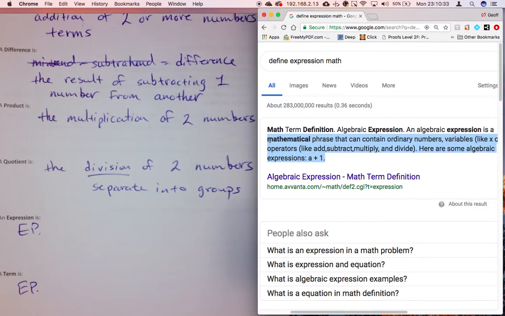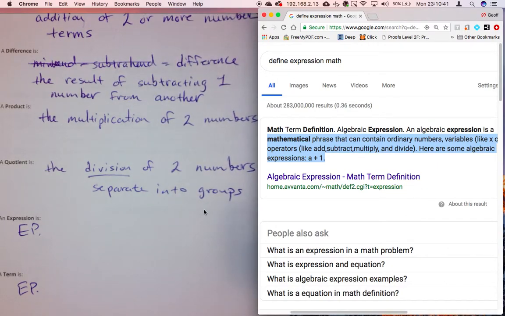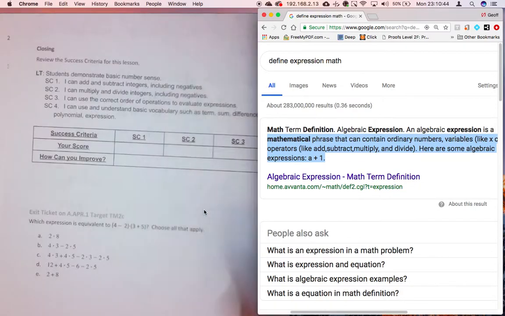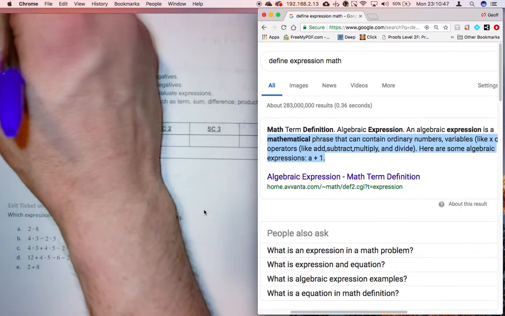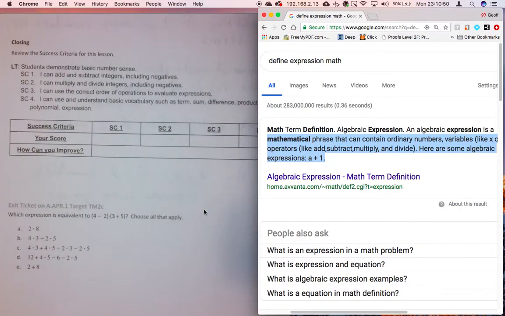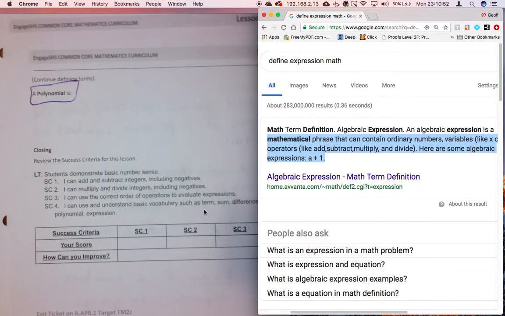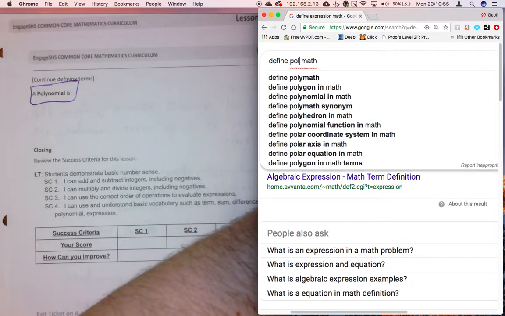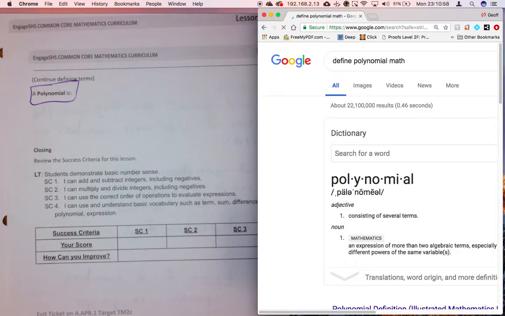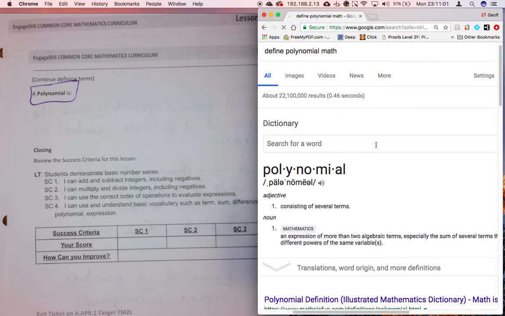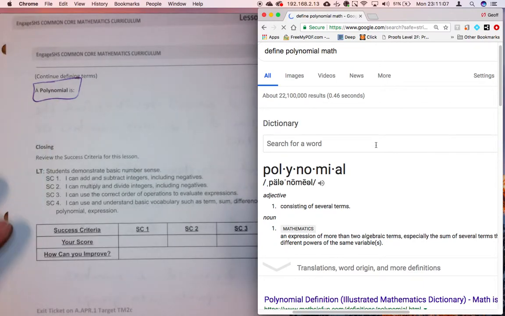So if you want to pause right here, go for it. If you just want to Google search it up, why don't you just Google search it up? You should. Okay. Last of all, and don't forget, what's a polynomial? You gotta know what a polynomial is. A polynomial is an expression of two or more algebraic terms, especially the sum of several terms. But go ahead and extra practice this vocab word. Just use Google, define, in order to figure that one out.